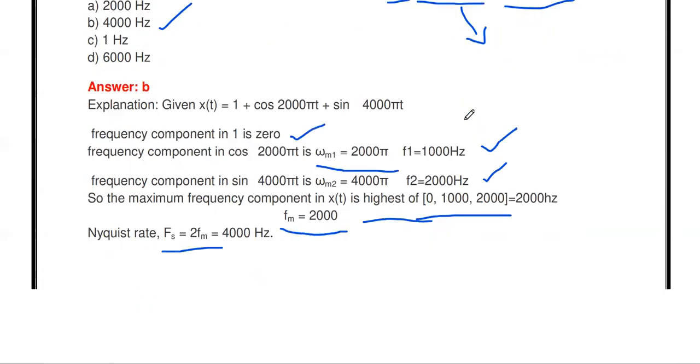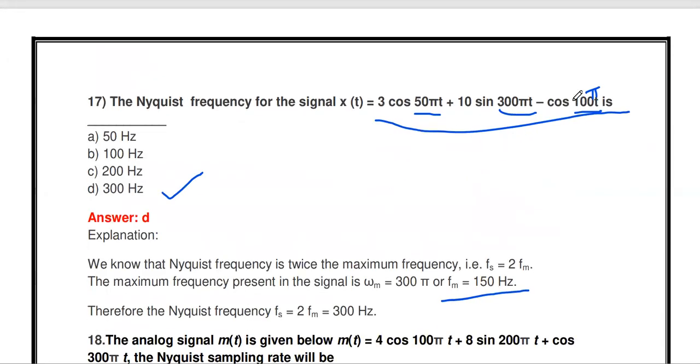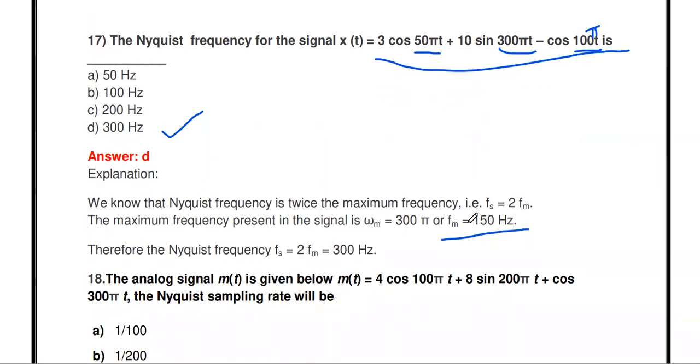So in this, given the 3 frequency components, you just check which one is the highest. Then you find only that frequency, and twice that frequency is called the Nyquist frequency.